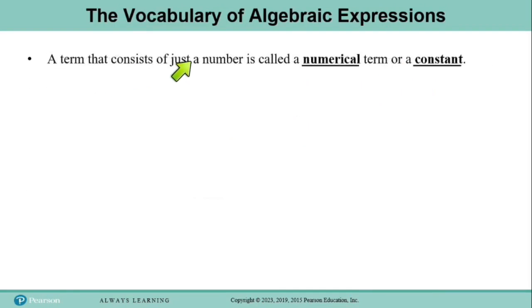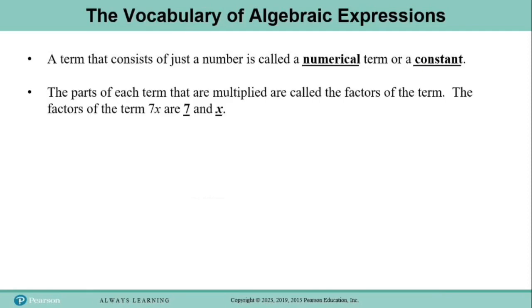Now a term that is just a number and does not have a variable component is called either a numerical term or a constant. These are interchangeable. The reason that we call it a constant is because the value of this term will not change. Even when the variable changes value, the constant will not change value because it doesn't have a variable component, so it's constant.